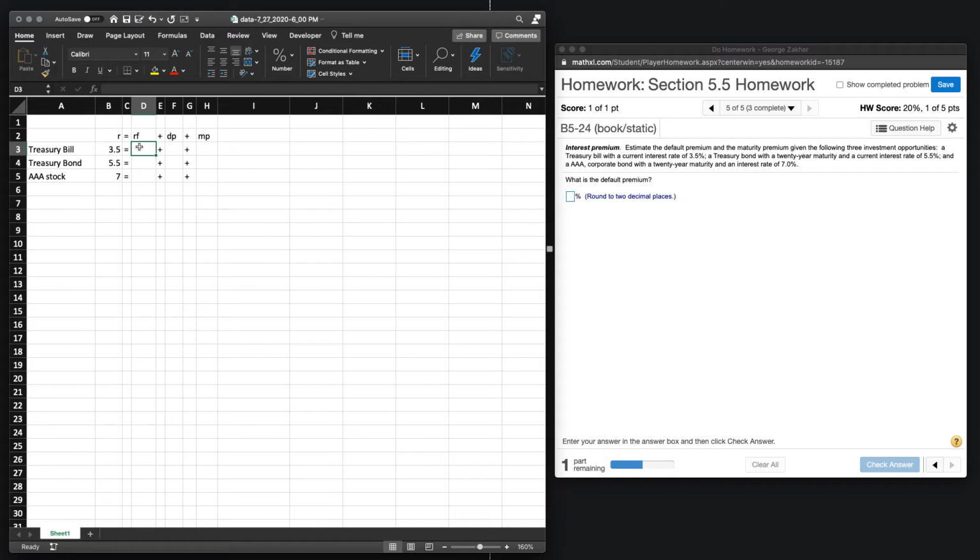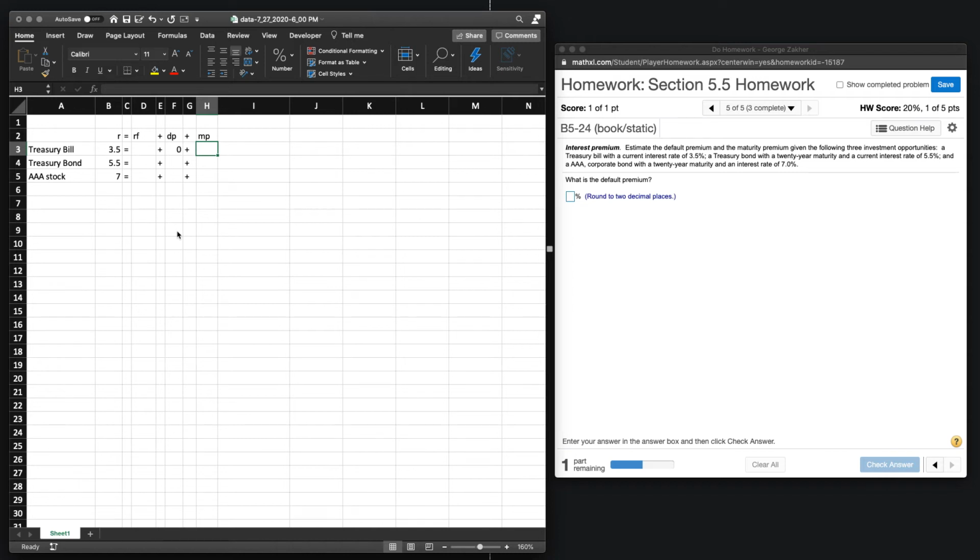So if we take a look at the Treasury bill, the first question we want to ask ourselves is: is there a default premium associated with the Treasury bill? And ideally, we answer that question with a no. And the reason for that is because ultimately, if we invest in a Treasury bill, we're basically lending money to the government, which means that the likelihood of them paying us back is pretty much guaranteed. So because of that, we have a zero default premium.